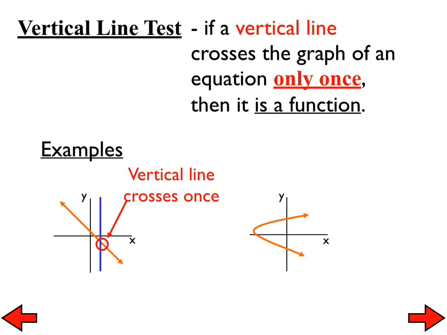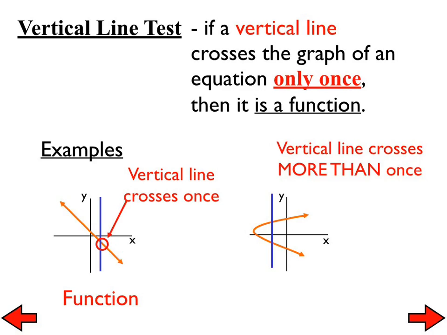However, in the example on the right, if I draw a vertical line, for example, right there, you can see that my vertical line crosses that orange curve at more than one spot. If a vertical line crosses it once, it is a function. If it crosses more than once, it is not a function. So if you have a graph, it's extremely easy to determine whether a relation is a function or not. All right.